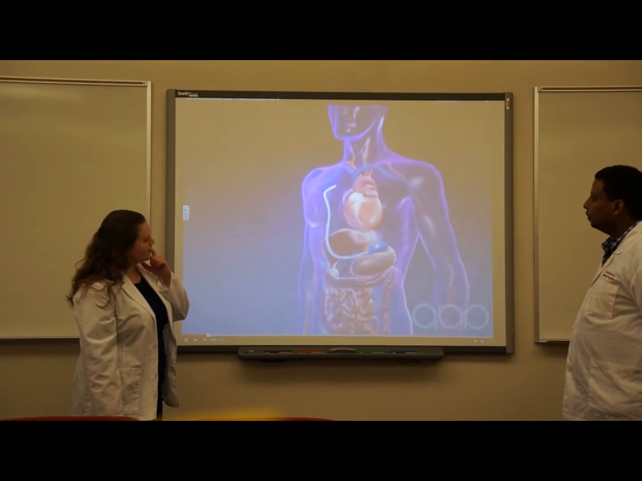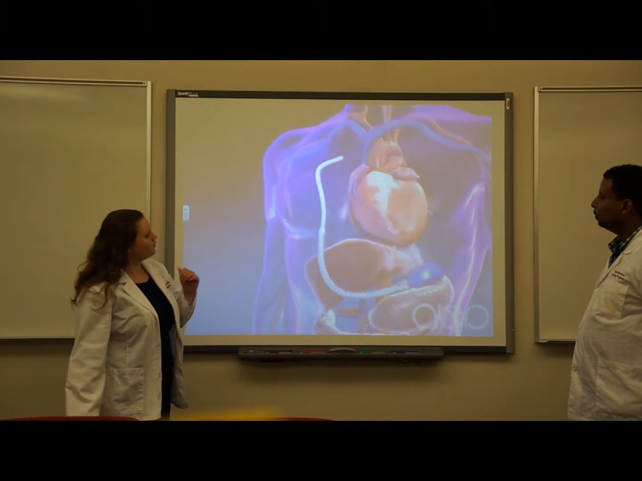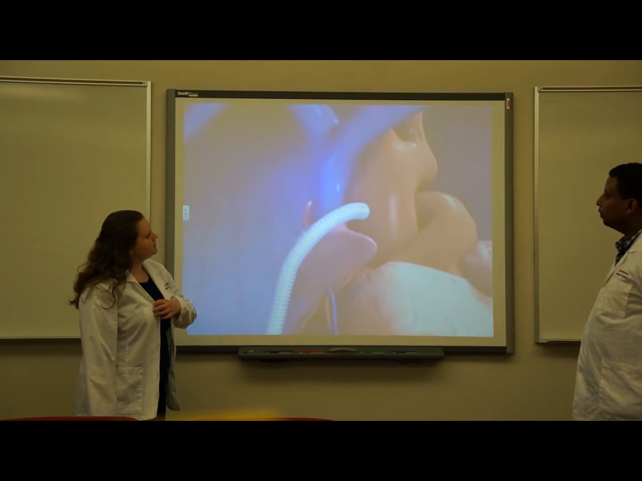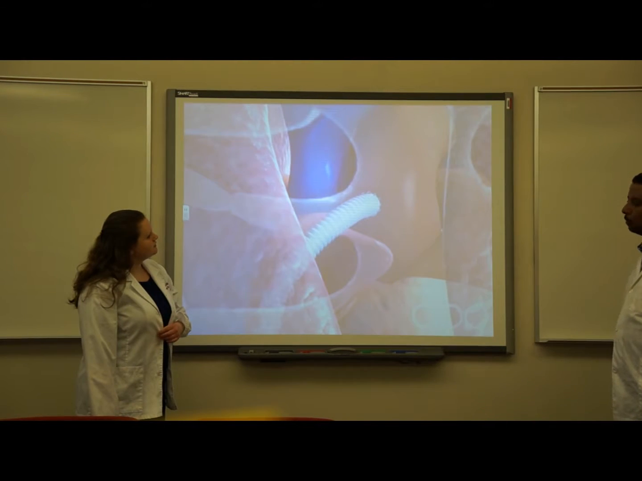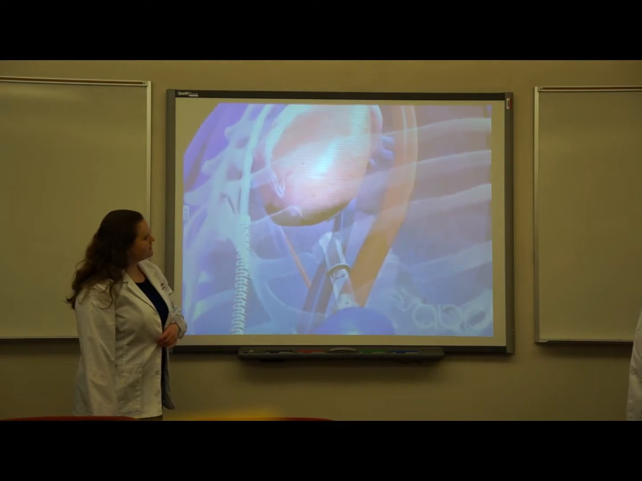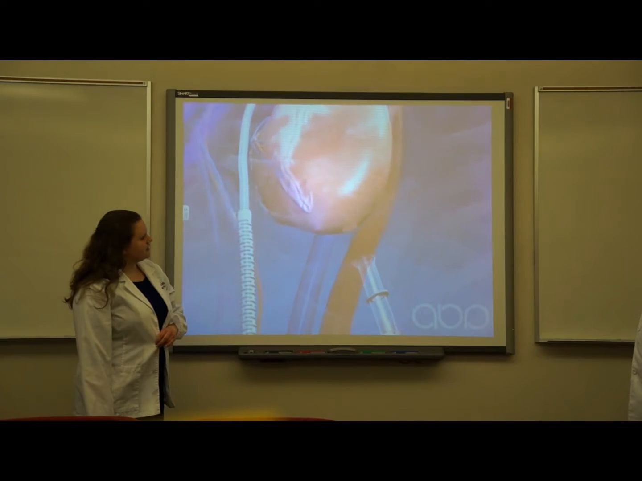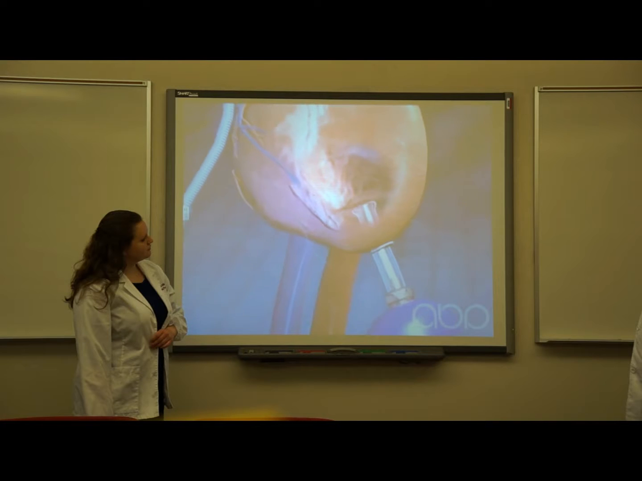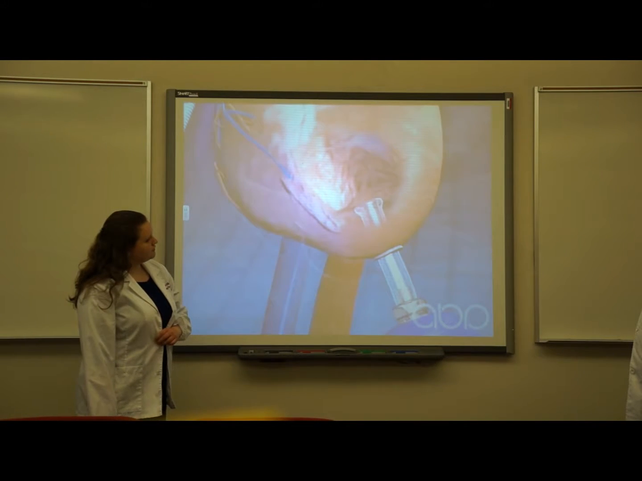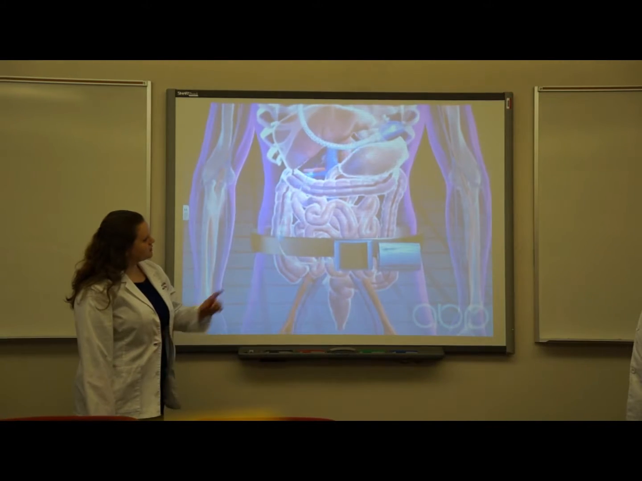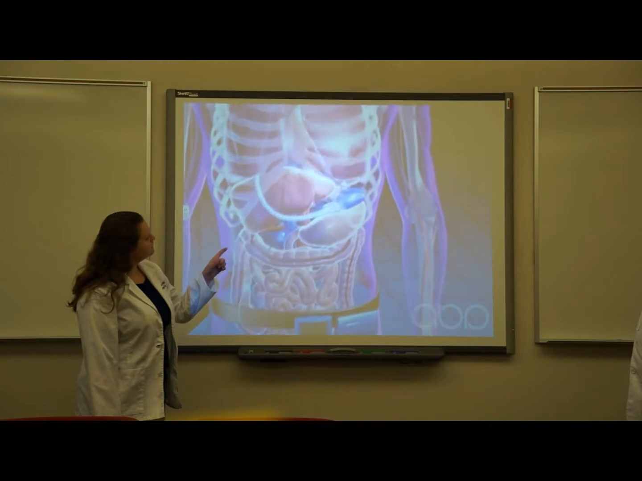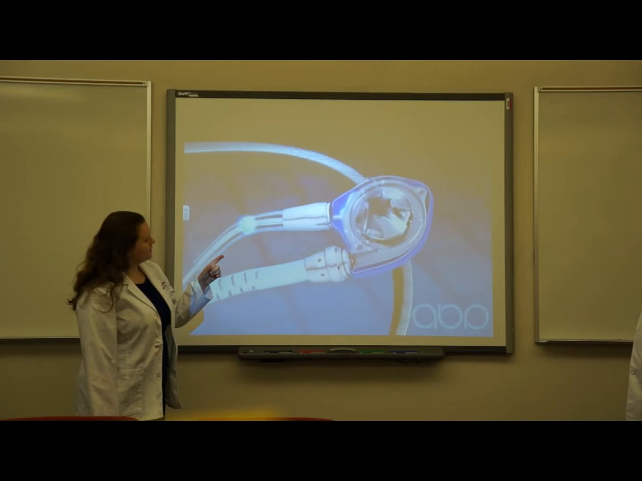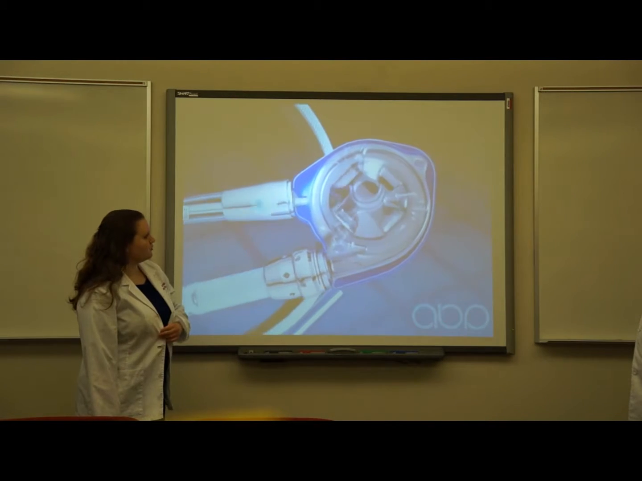So here you can see the one end of the pump gets inserted into the aorta, and the other end is inserted into the left ventricle. And the pump shunts the blood from the left ventricle up into the aorta with a kind of propeller device.